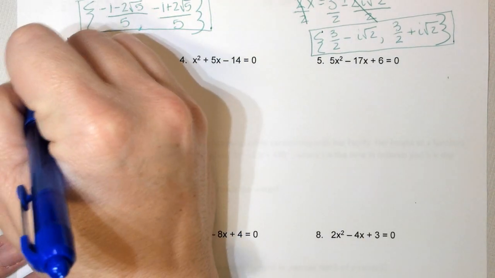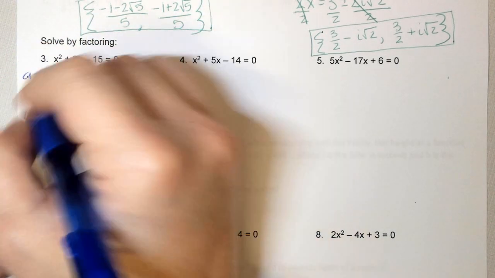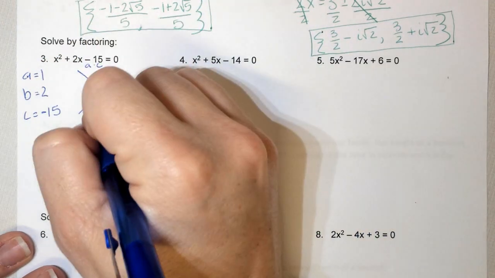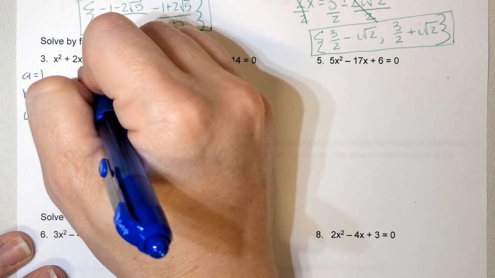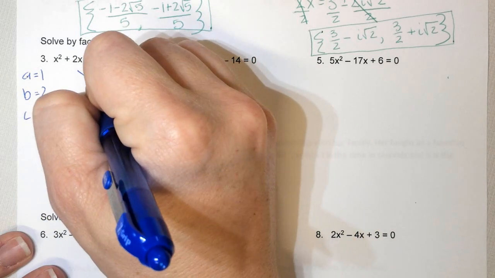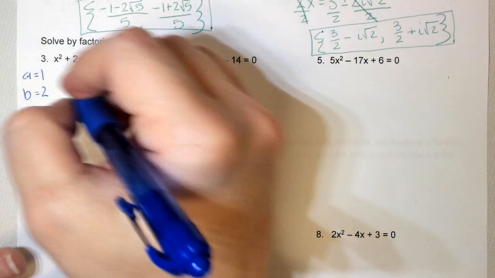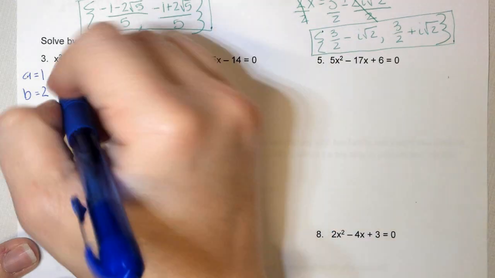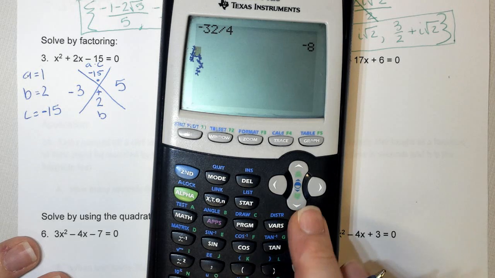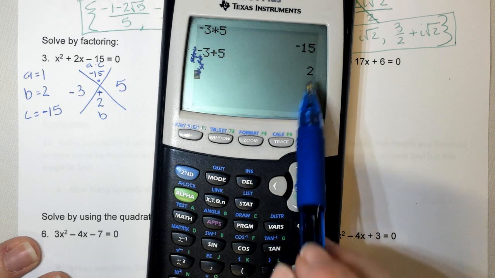So here, it already equals 0. So A is 1, B is 2, C is negative 15. Remember, A times C on top, B on bottom. So 1 times negative 15 is negative 15. B is 2, and we're looking for what multiplies to give me negative 15 and adds to give me 2. It's going to be 3 and 5, and it's going to be a negative 3. So negative 3 times 5, and you can always double check it. Negative 3 times 5 is negative 15. Negative 3 plus 5 is positive 2, so it worked.